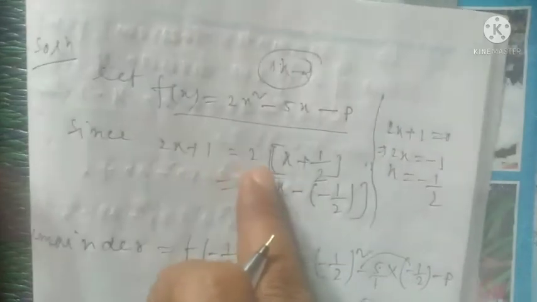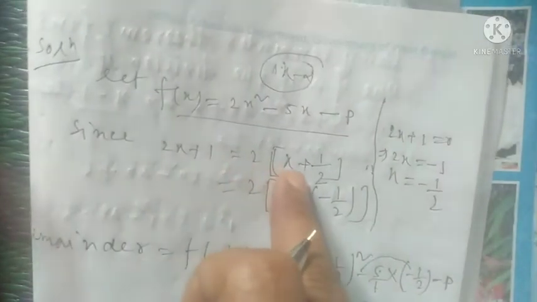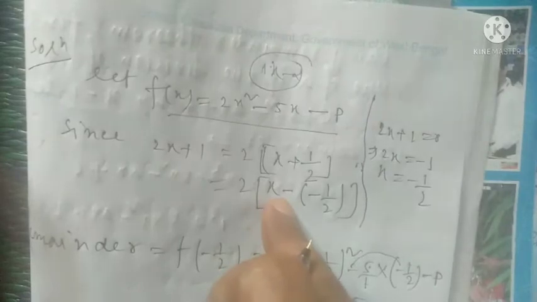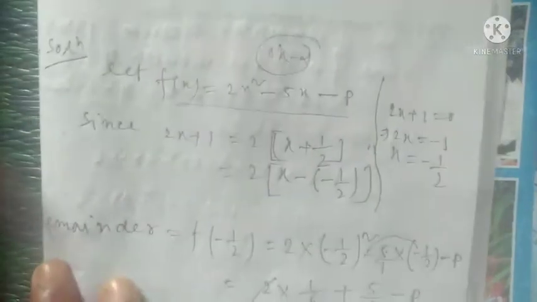Since we have 2x plus 1, again you have to take 2 common from both terms, so it will be x plus 1 by 2. And in all such expressions we have to make it a minus relation, so 2 times bracket x minus bracket minus 1 by 2. Then you get this expression, but you can apply another trick also: 2x plus 1 equals 0, 2x equals minus 1, x equals minus half.